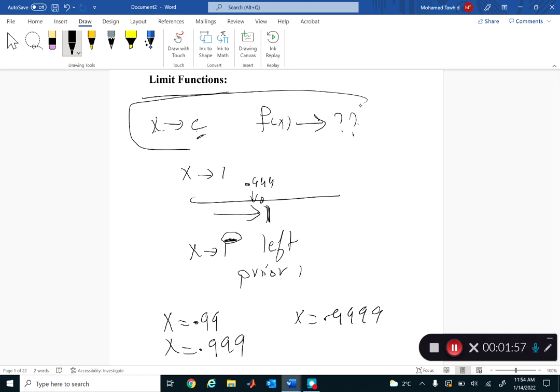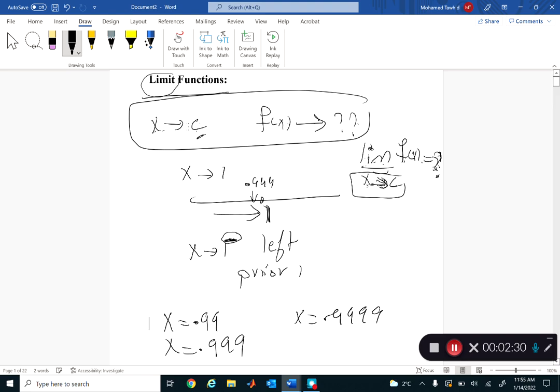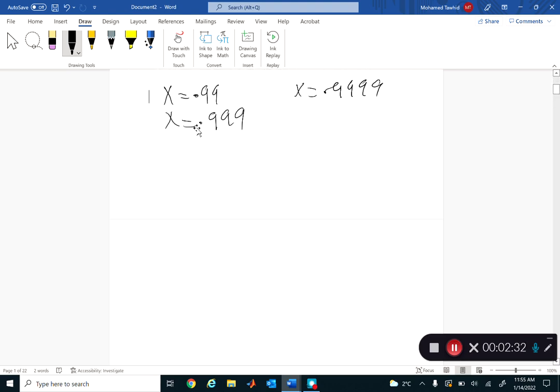So instead of writing "when x is close to c, f of x is close to what," we can write this notation as follows: lim stands for limit, the limit as x approaches c of f of x. Here I don't mean equal, but this word limit means that when x is close to c, with the arrow, f of x is close to whatever number I have here, the question mark. When x is close to c, what is f of x close to?